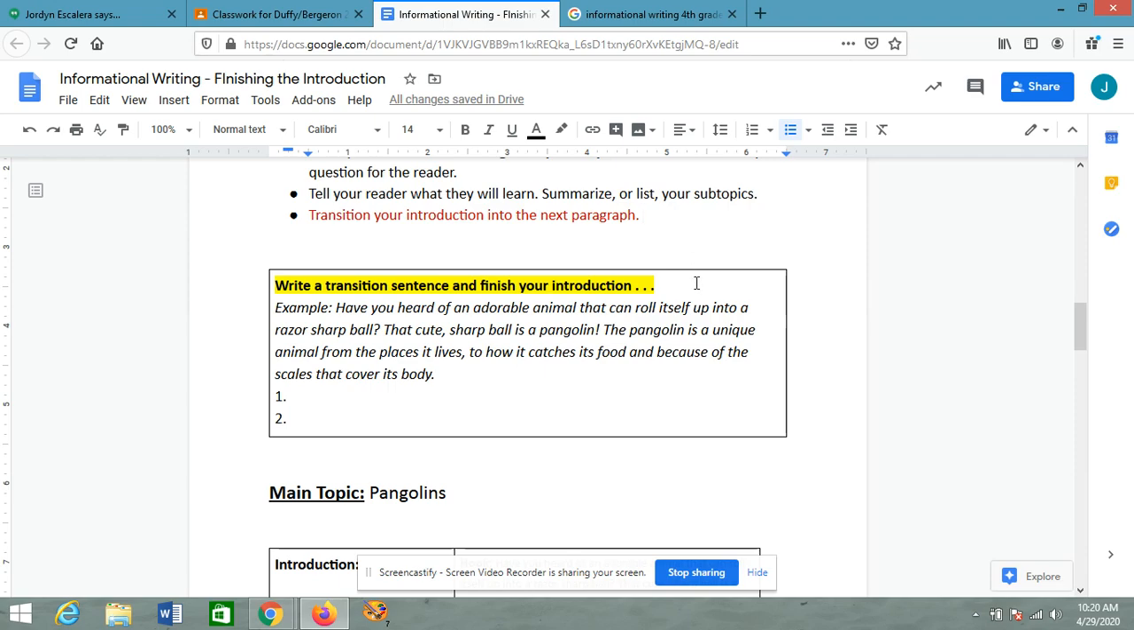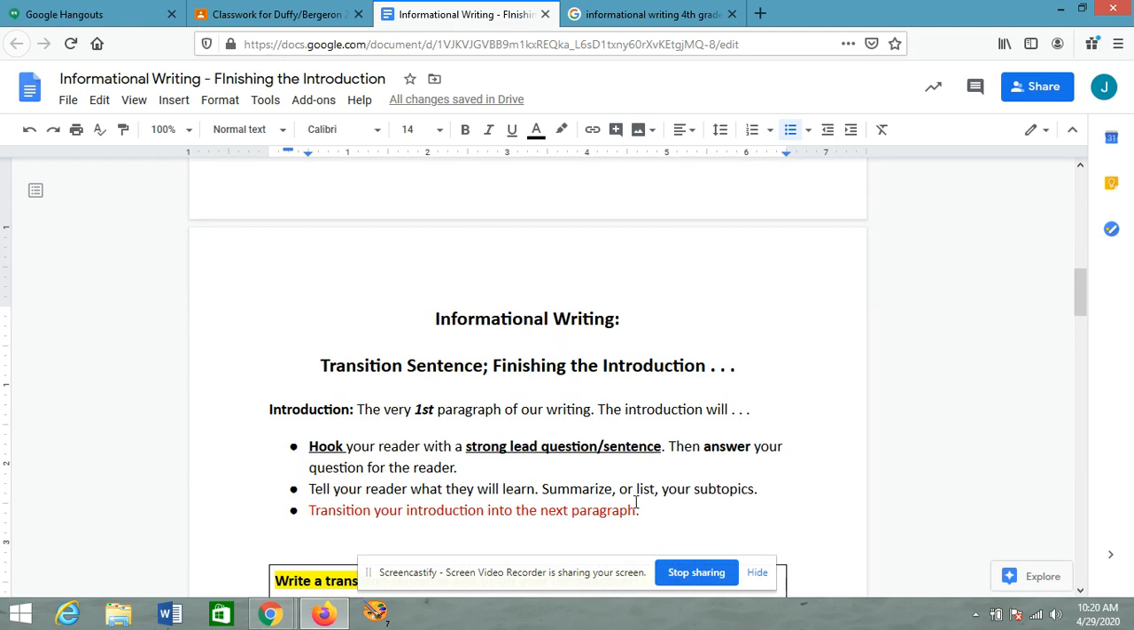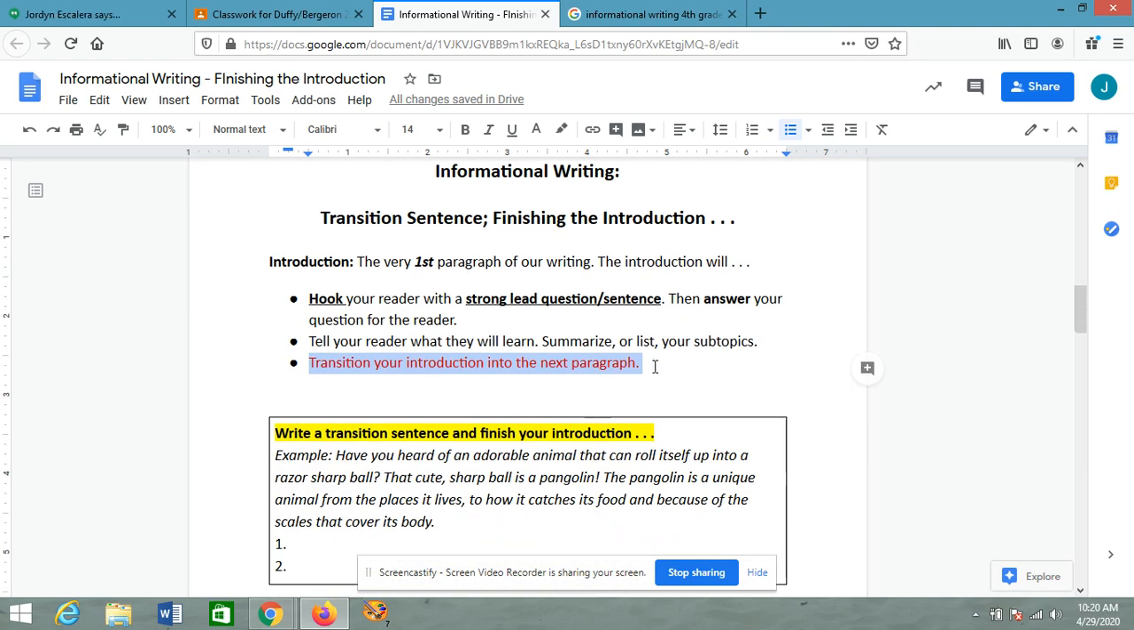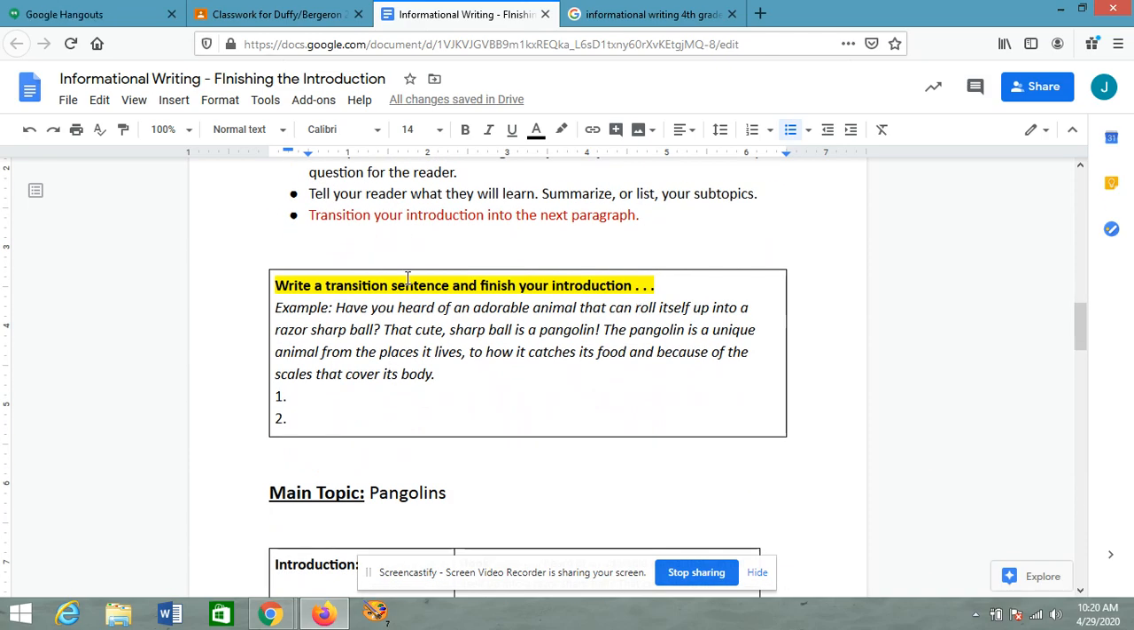So let me explain what I mean, because I do think this one might be the most difficult, but it's also the one where you have the most creativity to write what you want. So there's two sides to that. Let's take a look. So far in the example we have: Have you heard of an adorable animal that can roll itself up into a razor-sharp ball? That cute, sharp ball is a penguin. The penguin is a unique animal from the places it lives to how it catches its food because of the scales that cover its body.